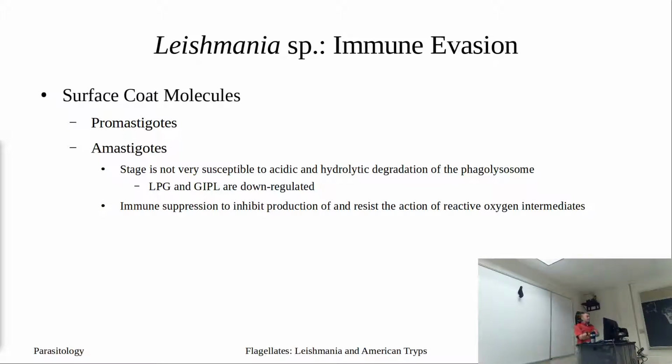Now, the amastigotes aren't completely immune to everything. Reactive oxygen intermediates can destroy these things, so that's also part of our immune system. And we're going to hear about these again with Plasmodium. These reactive oxygen intermediates can actually damage the parasite. So we do know that these amastigotes will suppress the production of those intermediates, so that they can hopefully evade that type of response.